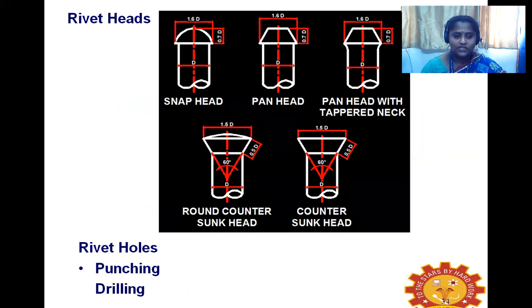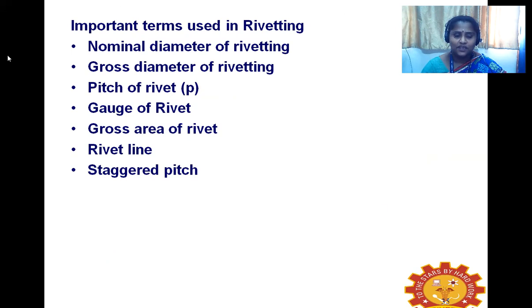These are some of the types of rivets with different heads: snap headed, pan headed, pan headed with tapering neck, round countersunk head, countersunk head. And what about the rivet holes? Under that, we have two methods: one is by punching and the other one is by drilling.